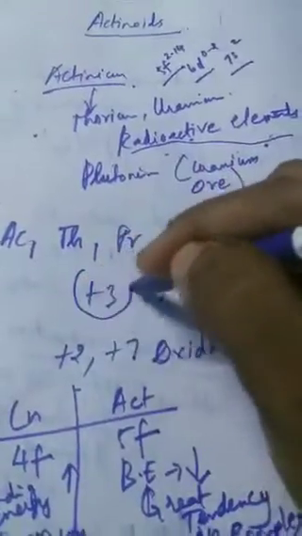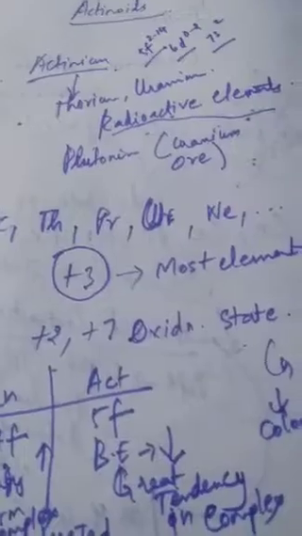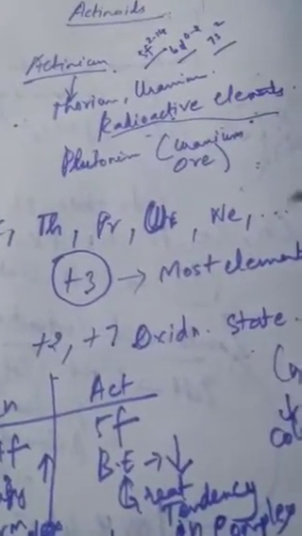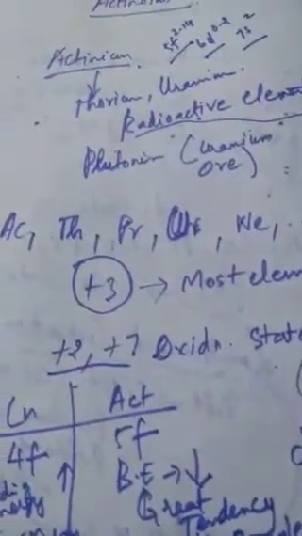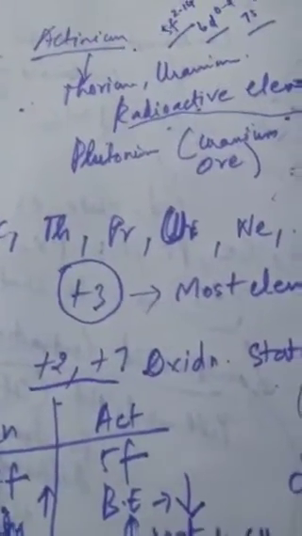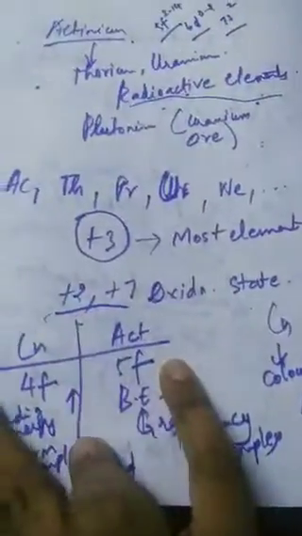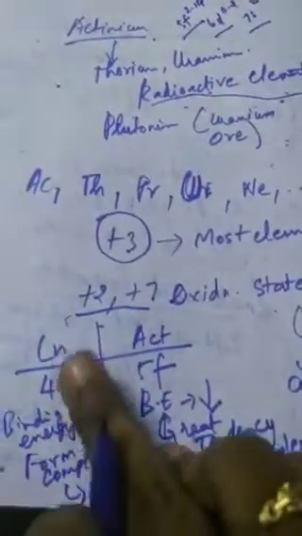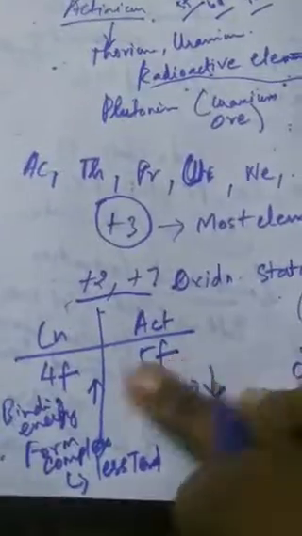Oxidation state is again +3 for actinoids or actinides in most cases, but in some cases it can be any oxidation state from +2 to +7. For example, +2, +4, +7. The basic difference between lanthanides and actinides is very important. Lanthanides will have 4f electrons, actinides will have 5f electrons.